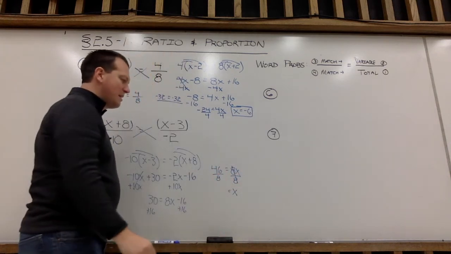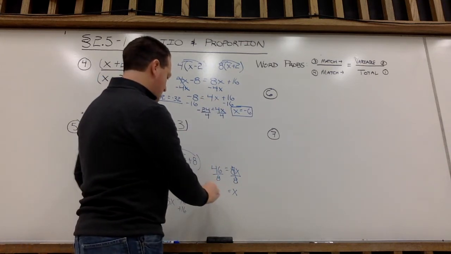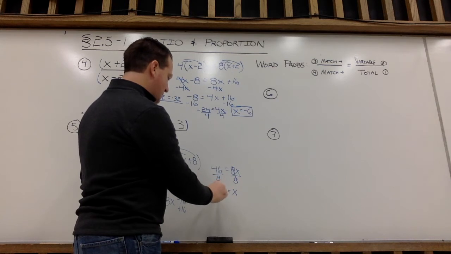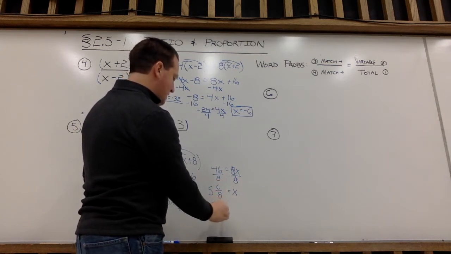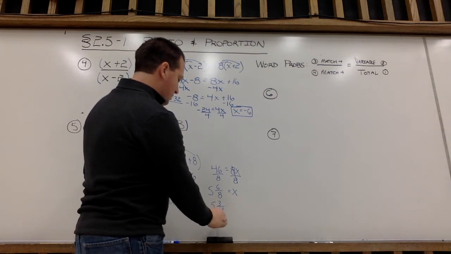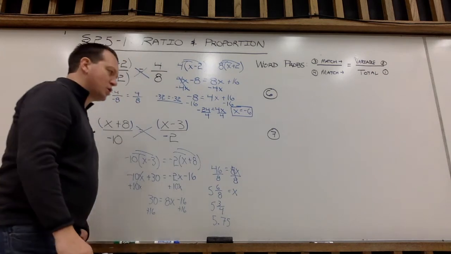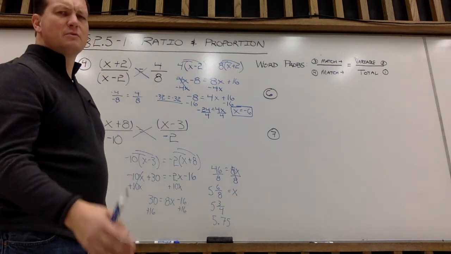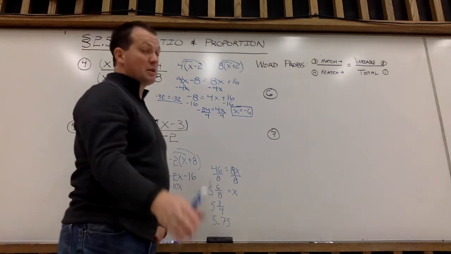46 divided by 8. Well, 8 goes into 46 5 times with 6 left over. So 5 and 6/8 or 5 and 3/4. Or if you're a decimal person, 5.75. Any one of those is groove A. Maybe it's even groove I, or groove O, or groove U, but really it's groove E.